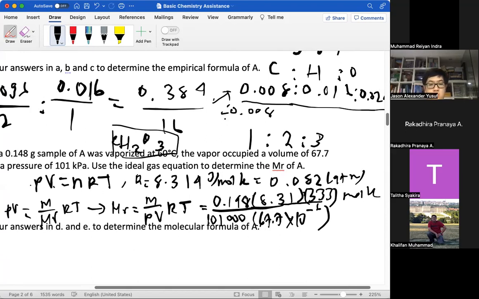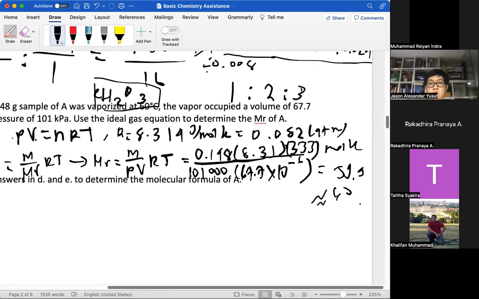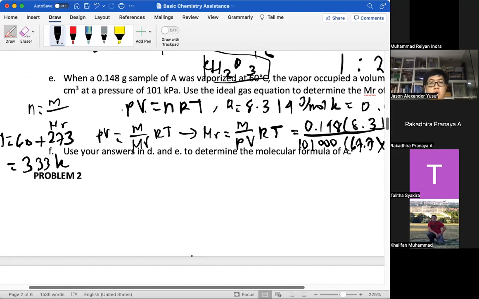And so what we have to do is just calculate this. And we will get a value which is 59.9, or if you want to round it up to 60, you can do that if you want to. And the unit is 60 gram per mole. Oh, and guys, feel free to do the calculations with me as we go along.